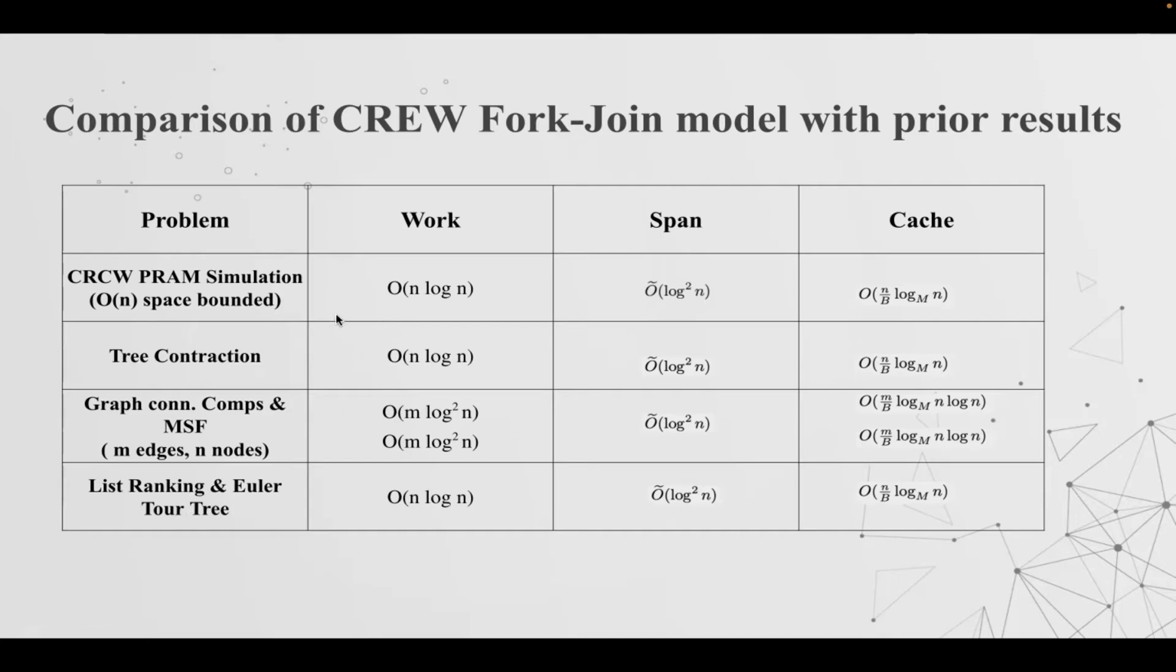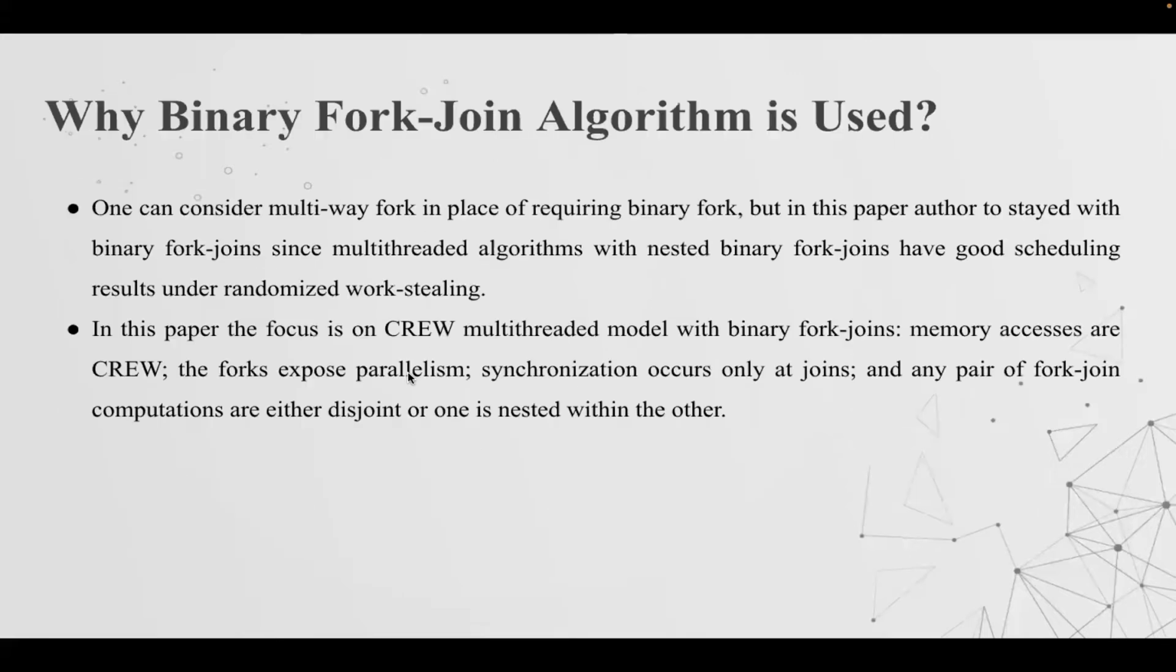So after comparing this work, like the prior results, the O(n log n) work, span, and cache, they get a better result by using the binary fork join algorithm.